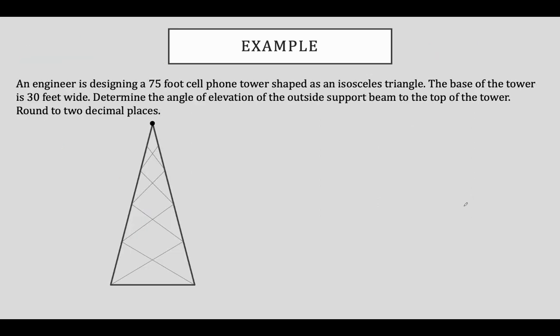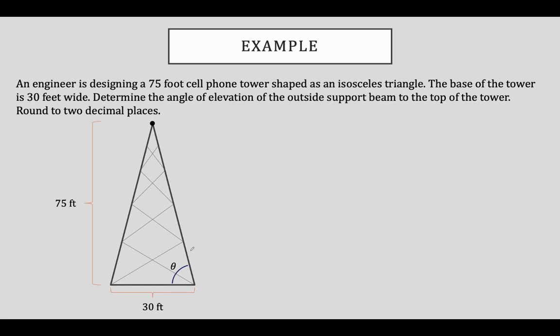An engineer is designing a 75-foot cell phone tower shaped as an isosceles triangle. The base of the tower is 30 feet wide. Determine the angle of elevation of the outside support beam to the top of the tower. So here we have our cell phone tower. We know that it's 75 feet tall. The base is 30 feet wide. And we want to find an angle of elevation, from the ground up of this outside support beam. Let's call that angle theta. We are trying to find this angle theta.